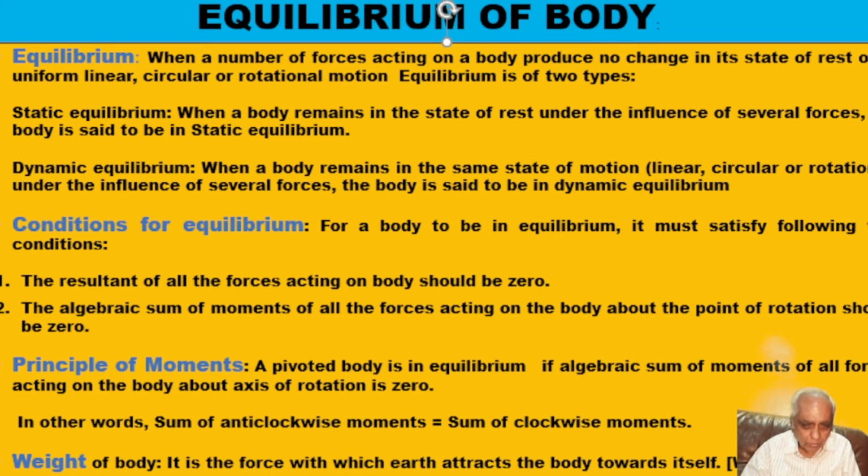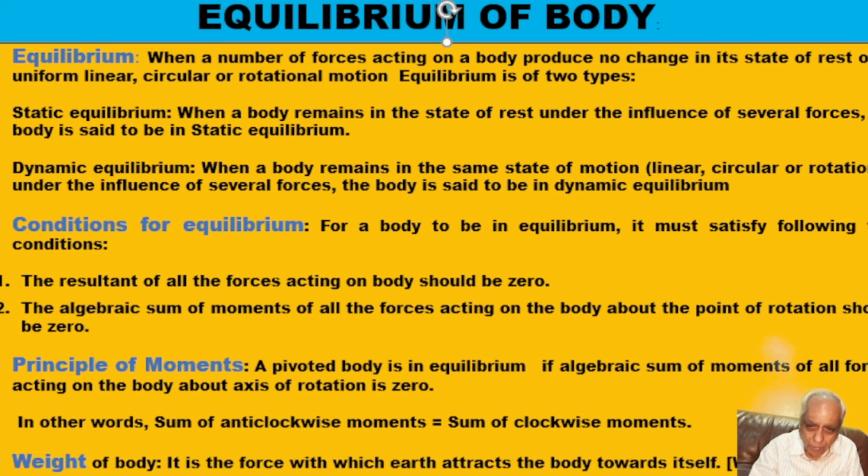For a pivoted body, there is a principle of moment which says the same thing, because in case of a pivoted body, the body cannot move in a straight line. So the only condition is that algebraic sum of moments of all forces acting on the body about axis of rotation should be zero. Or in simpler terms, sum of anti-clockwise moment should be equal to sum of clockwise moment about axis of rotation. So this is called principle of moments.